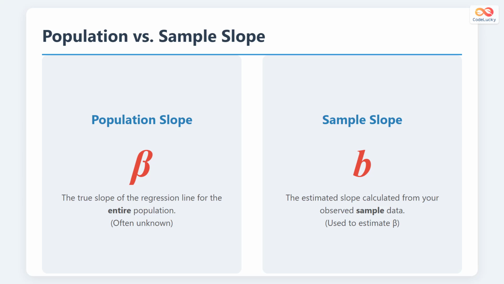Before we dive into the test, it is crucial to distinguish between the population and the sample. Beta is the slope of the regression line for the entire population. In most real-world scenarios, this is unknown. What we do have is b, the slope calculated from our sample data. We use this sample slope, b, to estimate the true population slope beta.